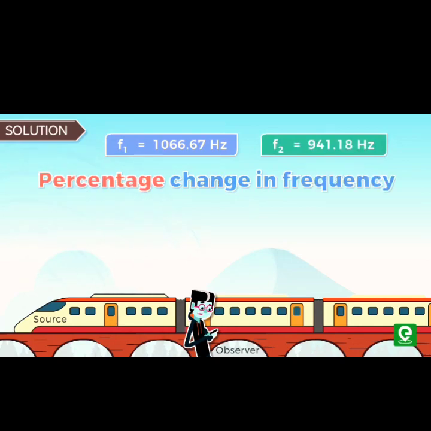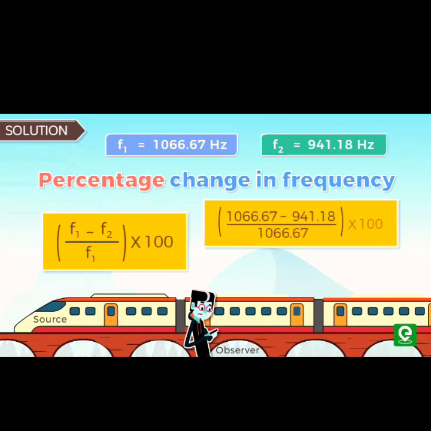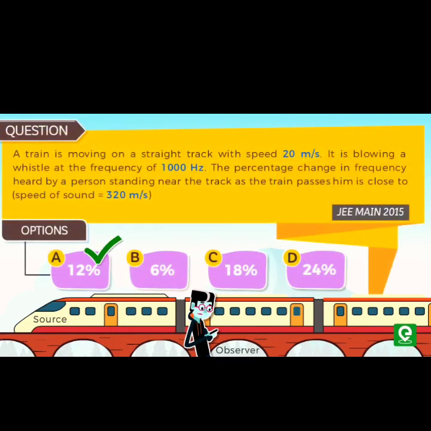Now the percentage change in frequency is equal to modulus of (f1 minus f2) whole divided by f1 multiplied by 100, which comes out to be approximately 12%. Hence the correct answer is option A.